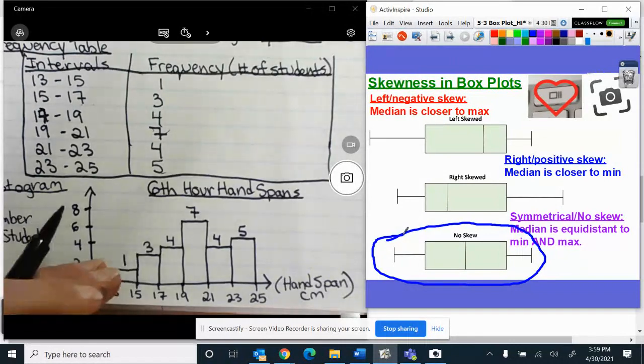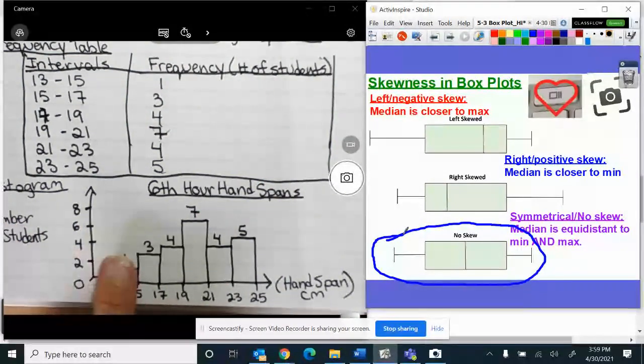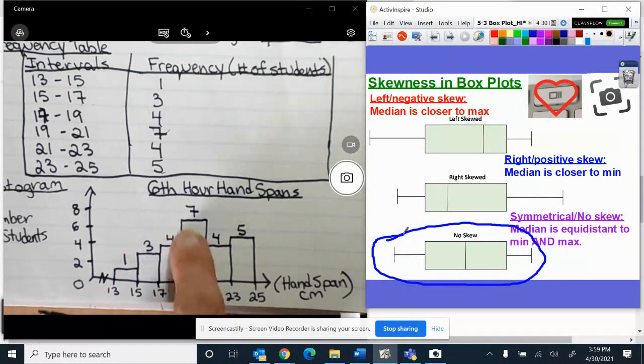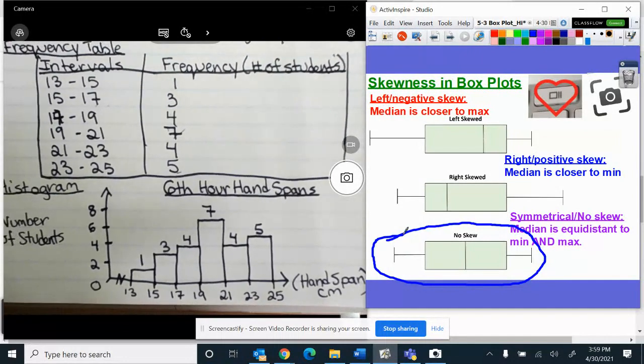And from this picture, you could kind of say that it's skewed left a little bit because there's less over here. But it's also fairly symmetric around this interval. So consider what you think and make sure that you can explain why.